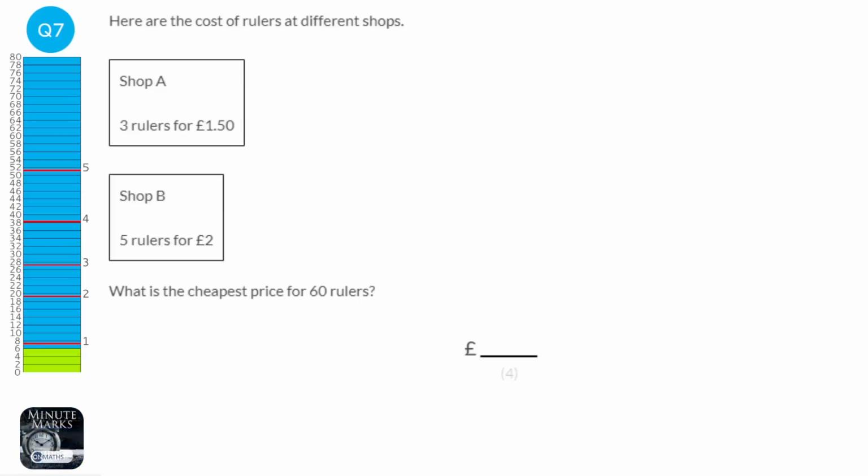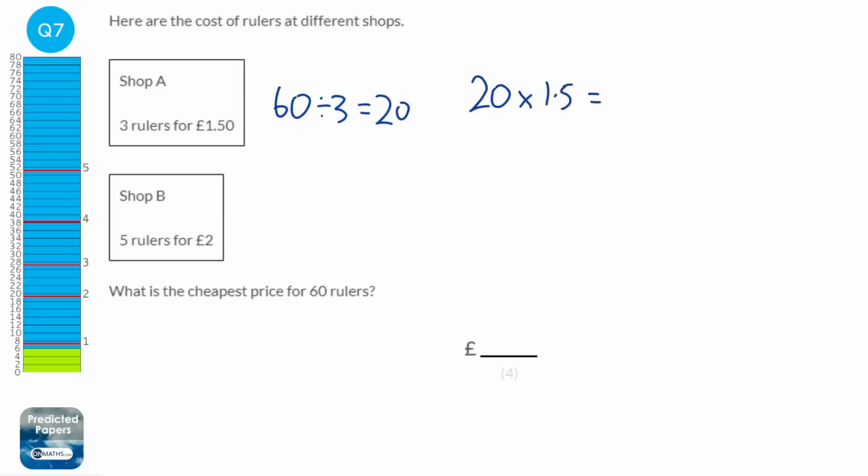So for shop A, they're selling the rulers in lots of 3, and so we just need to get our 60 and divide it by 3 to figure out how many lots of 3 we have. So we've got 20. So if one bundle of rulers costs £1.50, then 20 times £1.50 would be £30. So in total it would cost £30 at shop A.